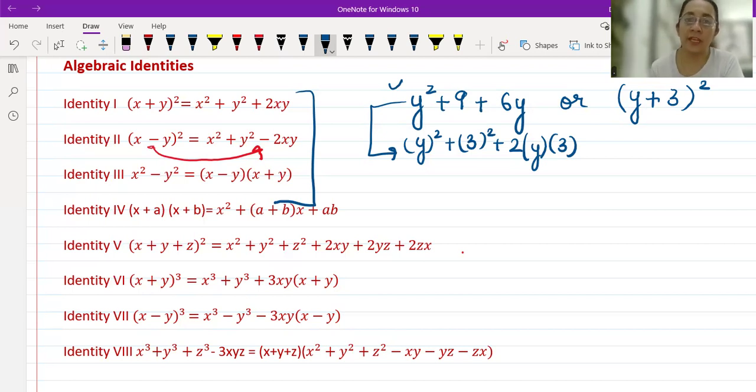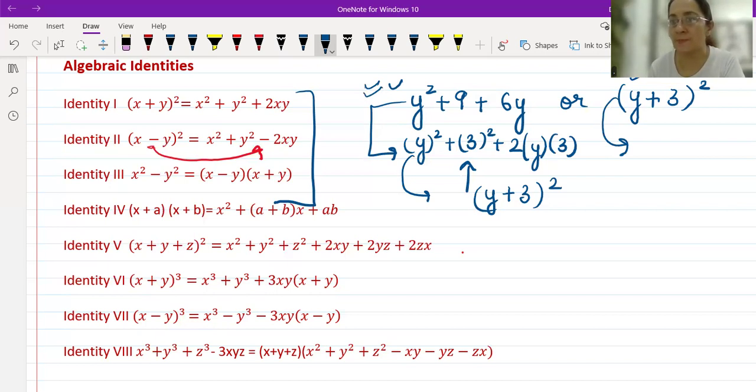So you can have it in any way. Either you will be given this form and you have to write it back as y plus 3 whole square, which is our first identity, (x plus y) whole square. Or you can be given it in this way and you just have to open it using the identity. But more chances are that you will have such types of questions in the exercise, because you have already done these in class 8. So this is our first identity.